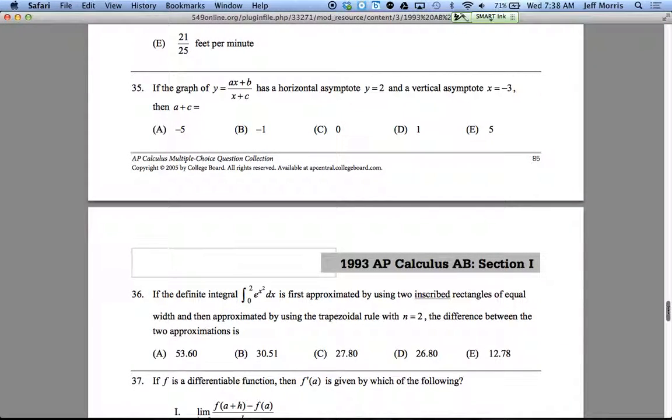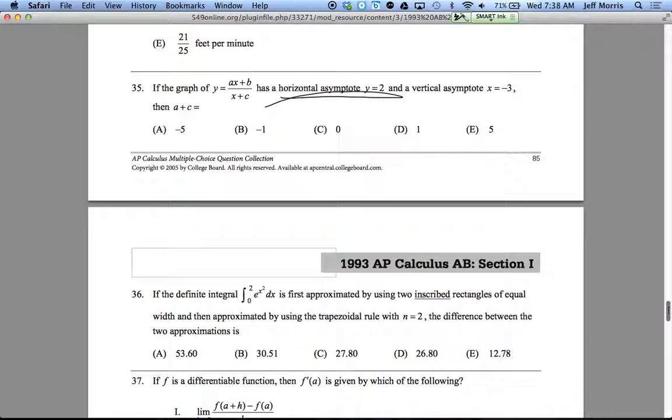This one's a really good one. Very easy if you know what you're doing. All right, horizontal asymptote, y equals 2. This is good review, awesome review. Haven't done it for a while. How do you find a horizontal asymptote? This will be interesting. End behavior. How do you do end behavior?